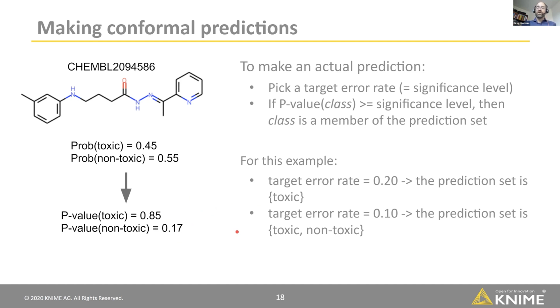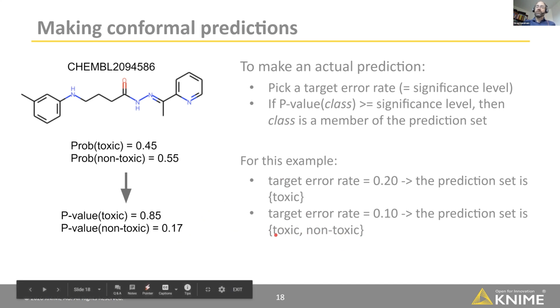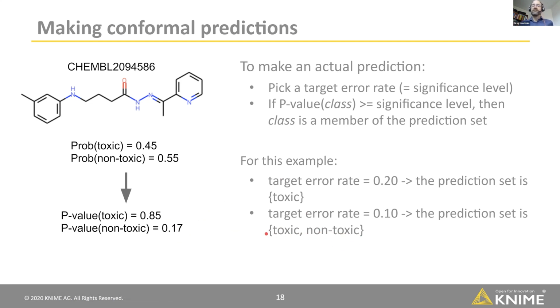If I really want to be certain about my predictions and say my target error rate is 0.1, so 10% maximum error, 0.85 is still in the prediction set, but now 0.17 is larger than 0.1, so that shows up too. This fact that we get a prediction set instead of an individual prediction is one of the characteristics of conformal prediction. And we'll explain what to do with these in a couple more slides.